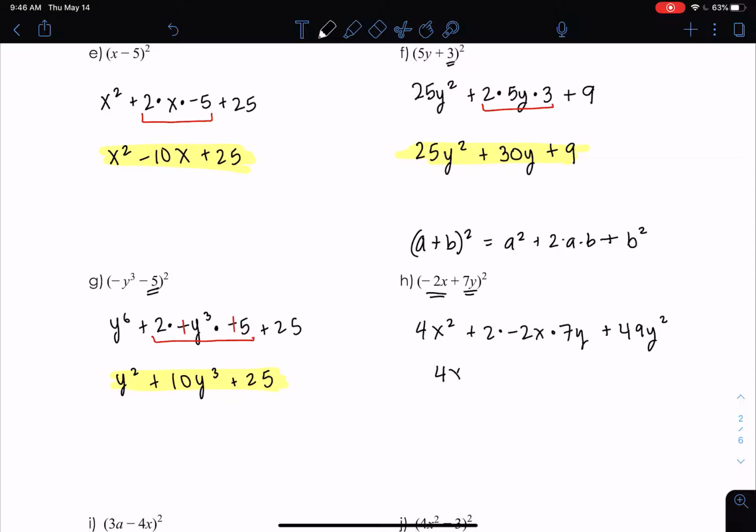So we'll get 4x squared, 2 times negative 2 is negative 4, times 7 is negative 28, and then x, y just multiply together by copying them down, plus 49y squared. Notice we don't have any like terms, so we're done.